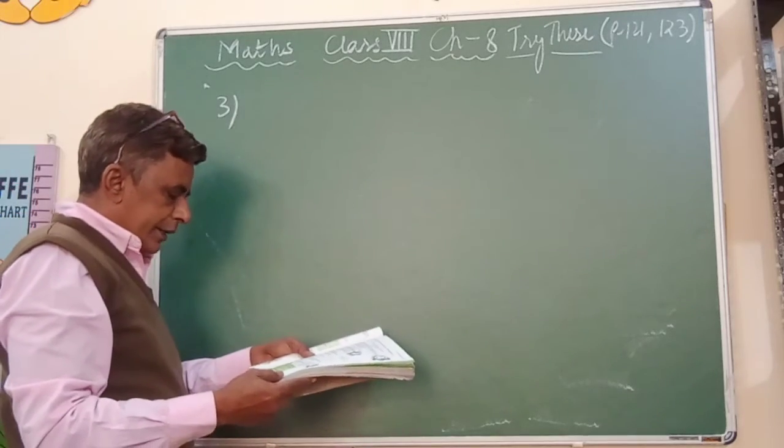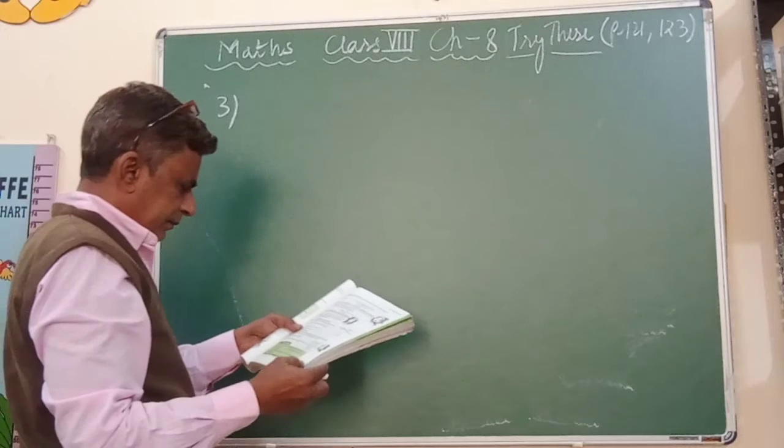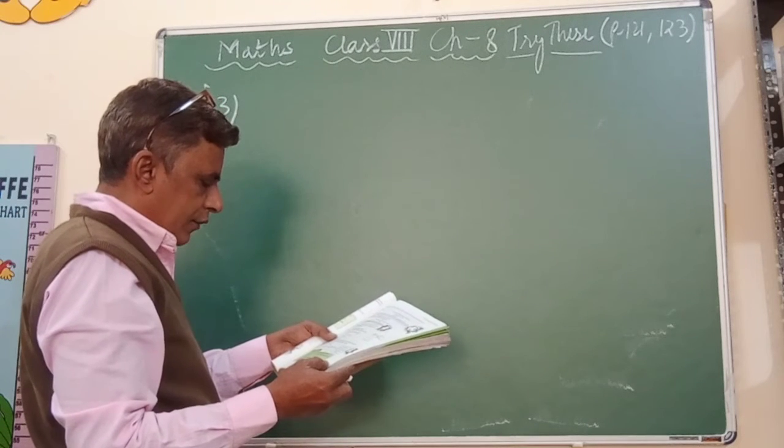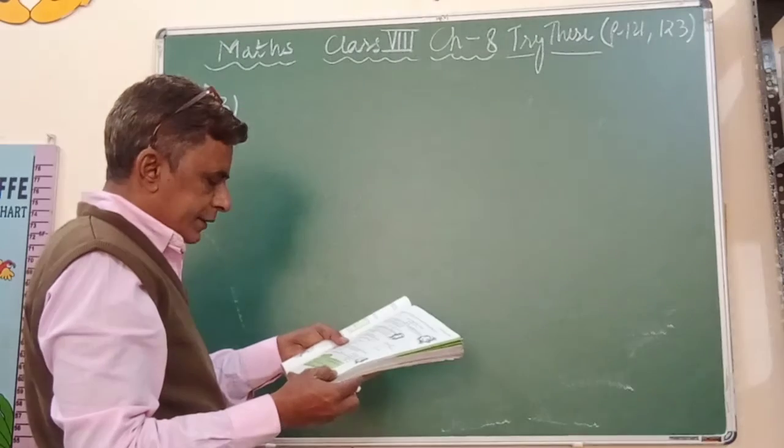An Almirah is sold for rupees 5,225 after allowing a discount of 5%. What is its mark price?